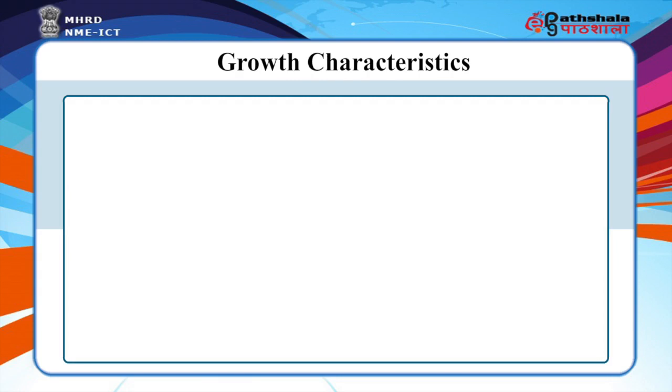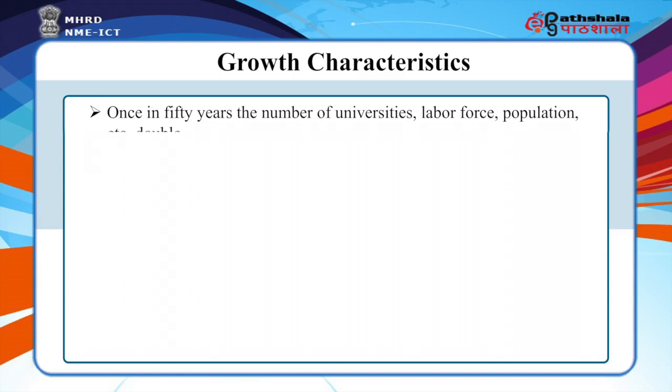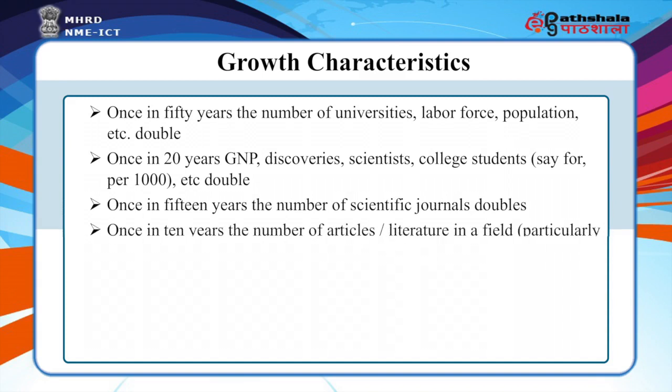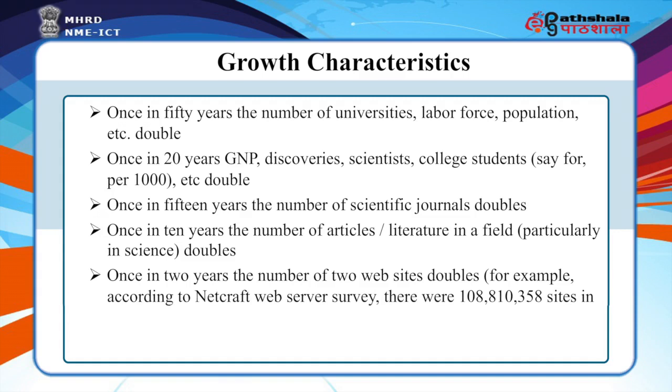Growth characteristics. The number of scientific journals, including the abstracting periodicals, are simple indicators of scientific growth. Scientific literature grows exponentially, and on an average, it is growing at the rate of 5% per year. We may observe that there are many items in science that grow exponentially.